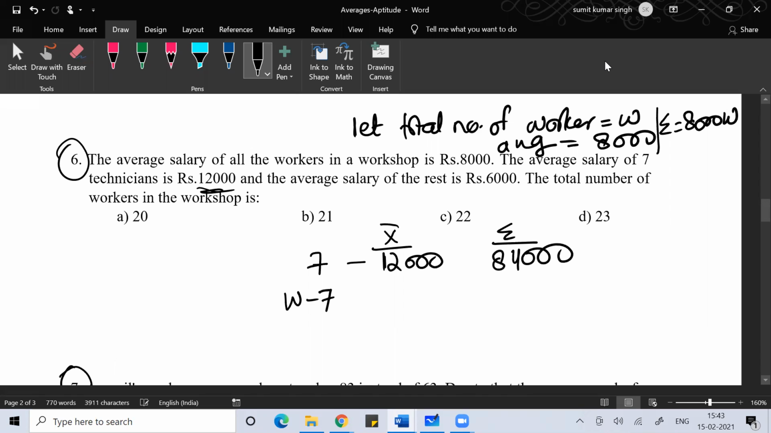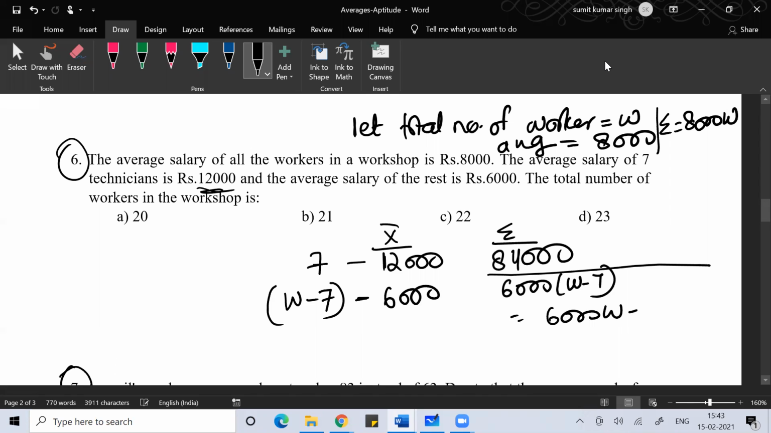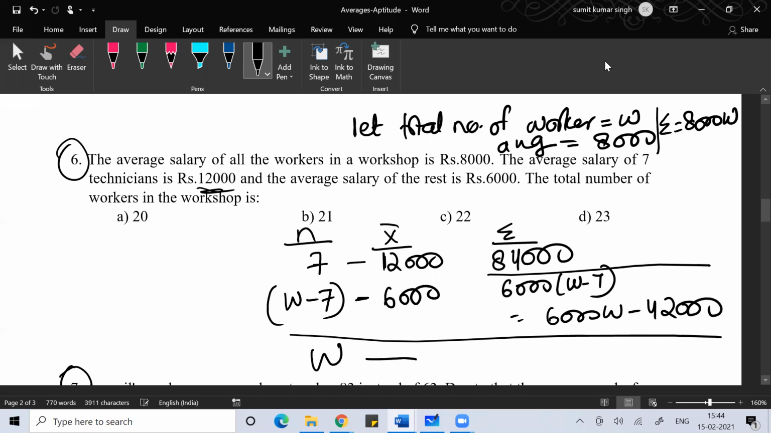How many are left? Seven taken out. I assume the total workers as W. Seven were technicians, so the remaining is W minus 7. The average of the remaining is 6,000. So what is the total value of this? This will be 6,000 into W minus 7, so 6,000 W minus 42,000. If you do the sum, you will get 84,000 minus 42,000, that is 42,000 plus 6,000 W.